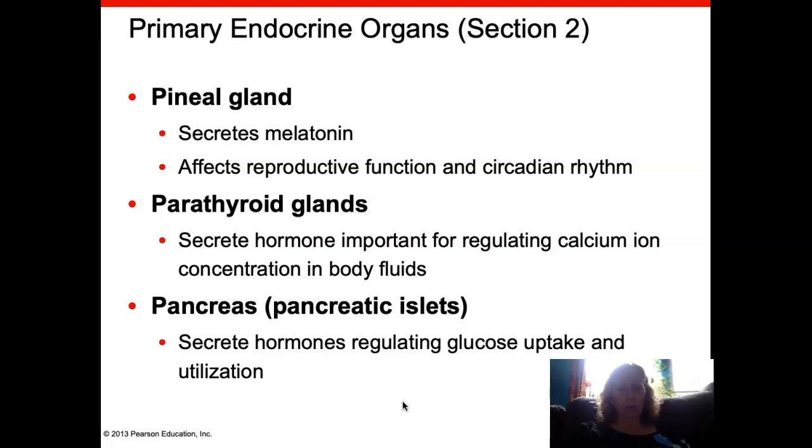Parathyroid glands are right behind the thyroid gland. The thyroid gland is on the anterior of your trachea, and the four tiny little parathyroid glands are on the posterior of the thyroid gland. And the parathyroid gland is important in regulating calcium. Pancreas, as you know, is important for regulating glucose.